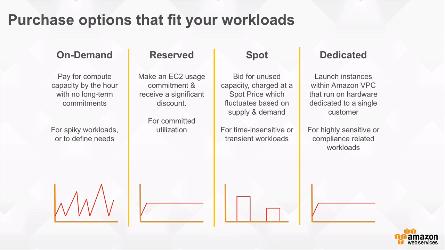And then lastly, dedicated, slightly more expensive than on demand, but it enables you to launch instances within a VPC that run on hardware dedicated solely to you for highly sensitive or compliance related workloads where this might be a requirement. You can ensure that all of your EC2 instances are running on hardware that is dedicated to you alone, and you can use the dedicated purchasing model for that.